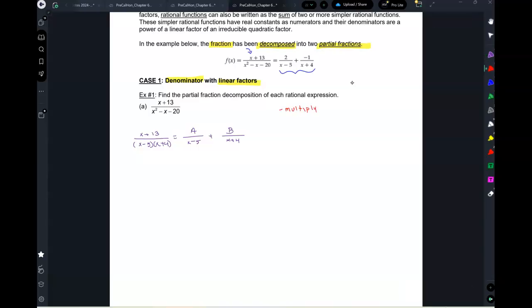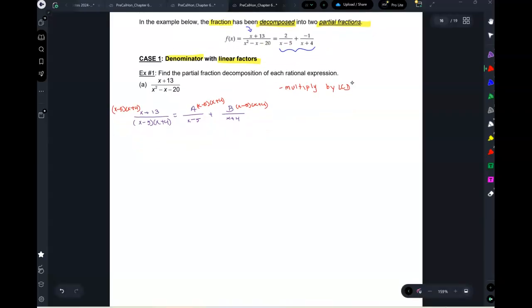Okay. Now, at this stage, we're going to multiply through by the LCD. The LCD of these is x minus 5, x plus 4. So let's do that. Don't discriminate, everybody gets the same treatment. And then when I cancel things out, what do I get? Here I get x plus 13 is equal to A times x plus 4 plus B times x minus 5.